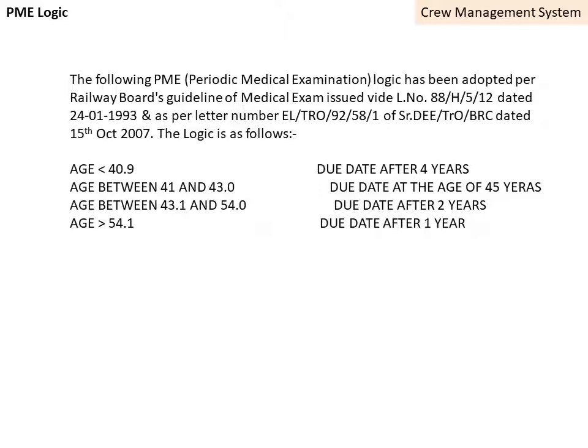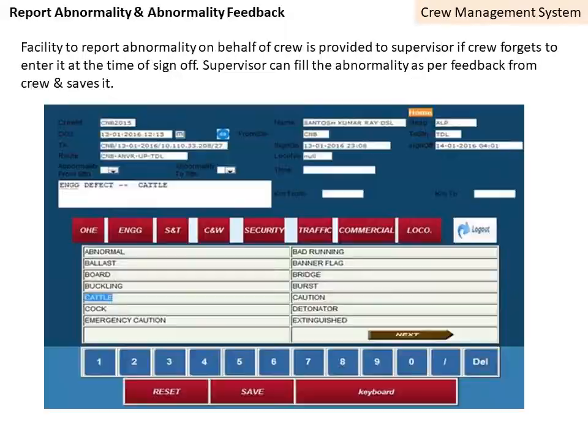12 months before, we can see the due dates also. Age up to 40.9, due date after 4 years. Age between 41 and 43, due date after 2 years. Age between 43.1 and 54, due date after 2 years. Age more than 54 years, it will be every 1 year.